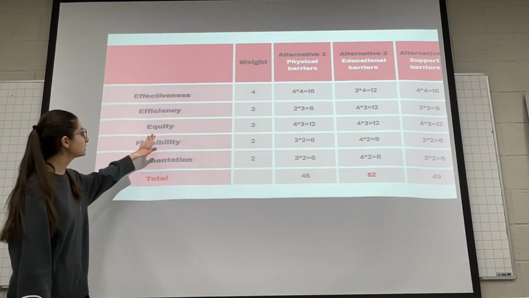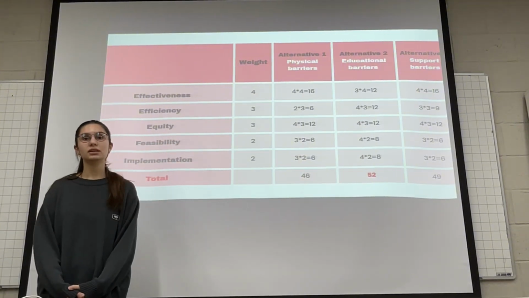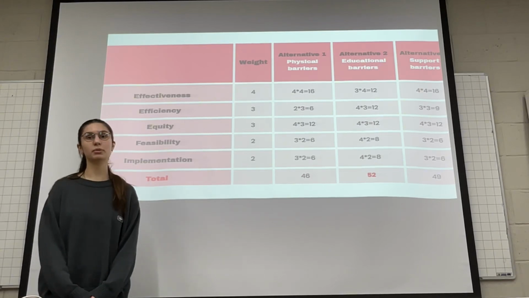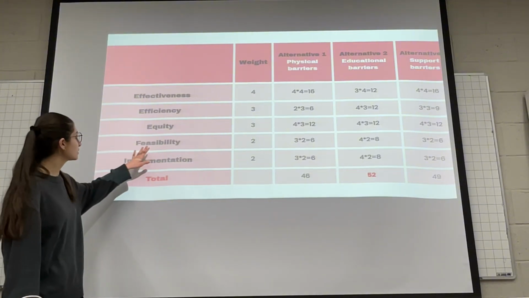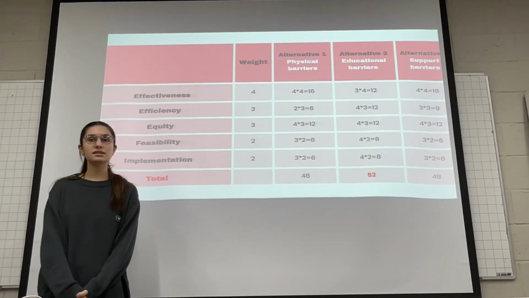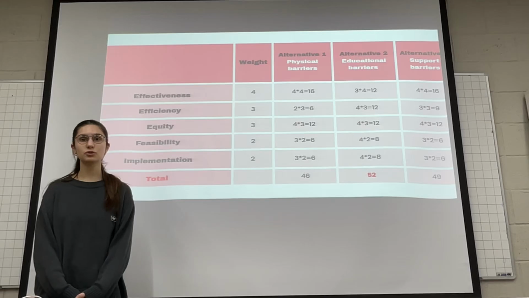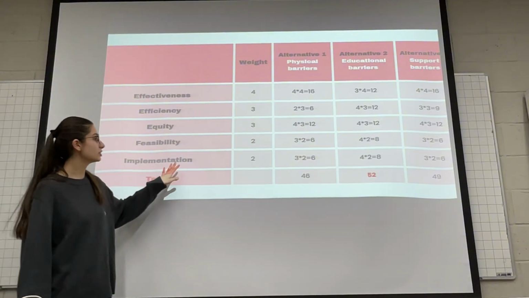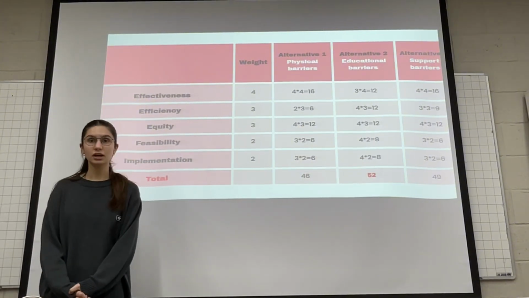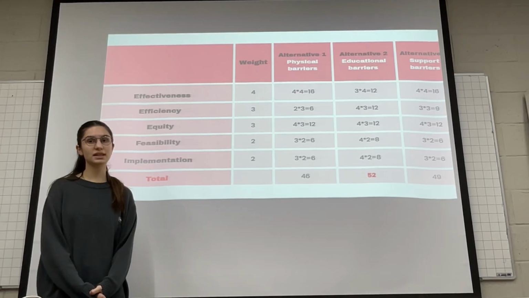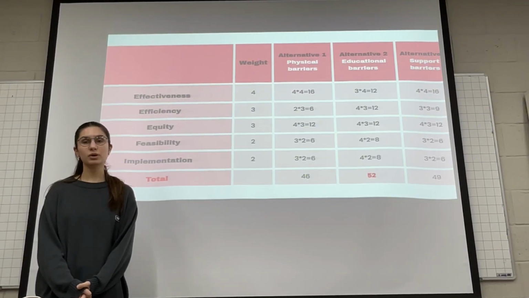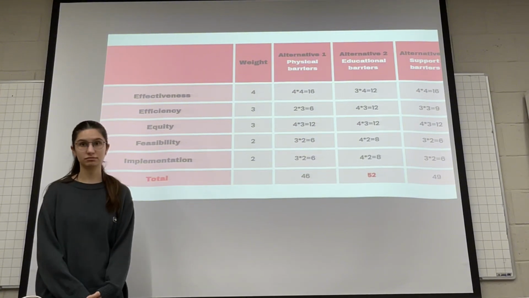For equity it is 4. Accessible infrastructure ensures equal access for all students with mobility disabilities. And feasibility is 3. It is possible to improve infrastructure, but it requires funding and changes in the old school buildings. For implementation it is 3. Infrastructure improvement takes time because construction and renovation are required.